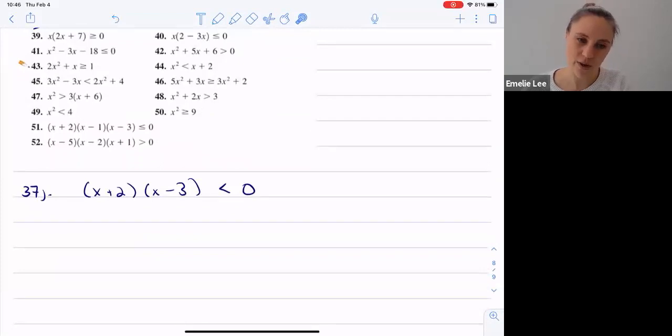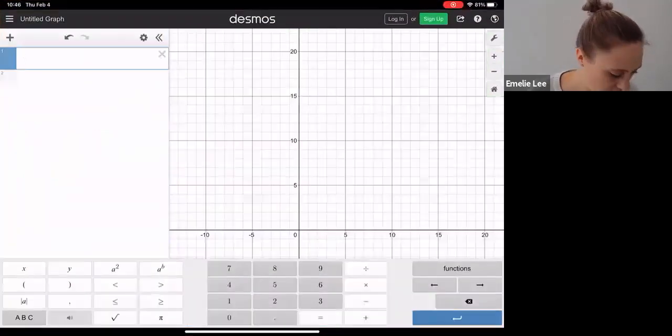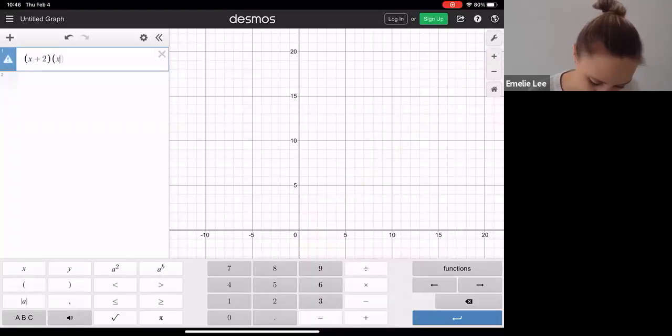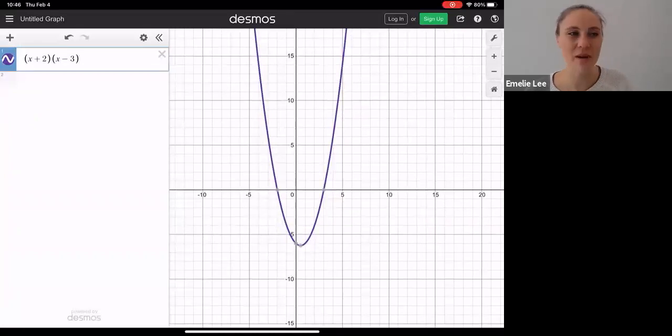So right away, and I can feel the clock slipping away, and I'm sure you're sick of me already. How about we start by graphing this in Desmos just to see what we're doing here. So what I'm going to do is copy this whole thing into Desmos and see what it looks like. So I had bracket x plus 2 times bracket x minus 3. I don't think it needs the multiplier. Desmos is clever that way. WebAssign, I think, maybe needs the multiplier, but anyways. So here, this is my nonlinear expression, right? This is my quadratic. This is what it looks like.